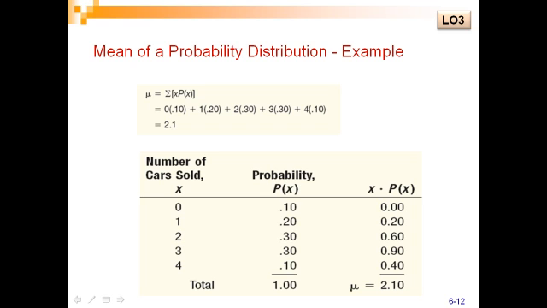The mean number of cars sold is computed by weighting the number of cars sold by the probability of selling that number and adding or summing the products. So using the formula, you will get mu equal to 2.1. The calculations are summarized in the table. You can see here from the table.